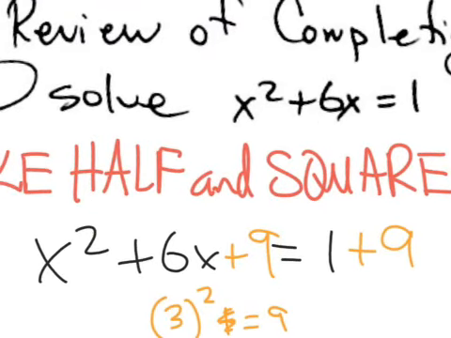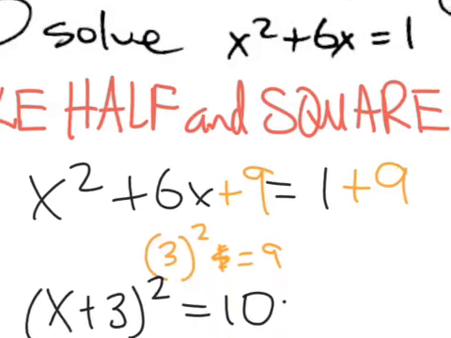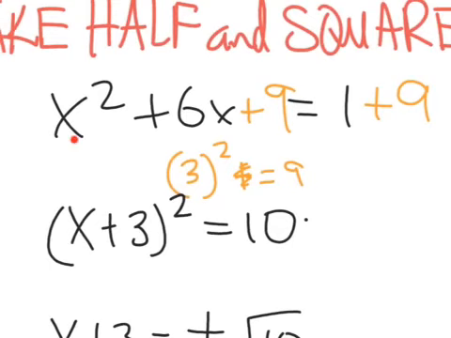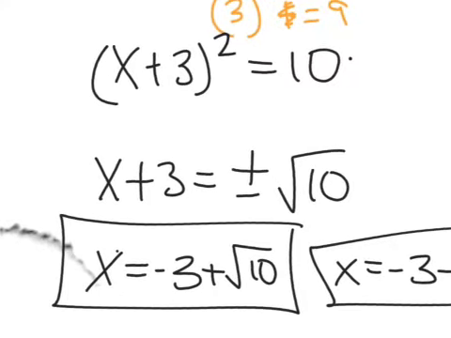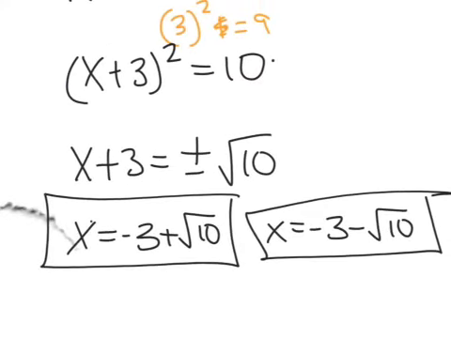So right here, we've taken half of 6, which is 3, squared it, and got 9. We add that to both sides of the equation so that this side is factorable. From there, you can then take the square root of both sides, and don't forget that when you take the square root of both sides, there's a plus or minus, so we actually end up with two answers. So square root of 10, plus or minus root 10, so we end up with negative 3 plus root 10 and negative 3 minus root 10.